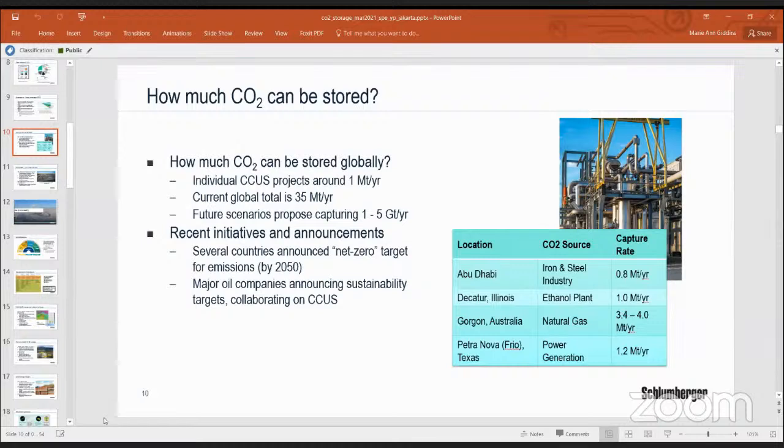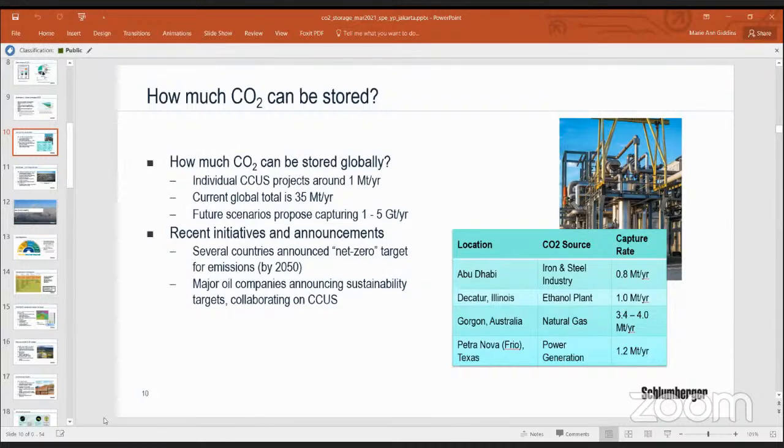You may have seen in the news all sorts of recent initiatives and announcements. Countries are announcing net zero targets for emissions. Major oil companies are announcing sustainability targets. There's a lot of industry collaboration on CCUS.